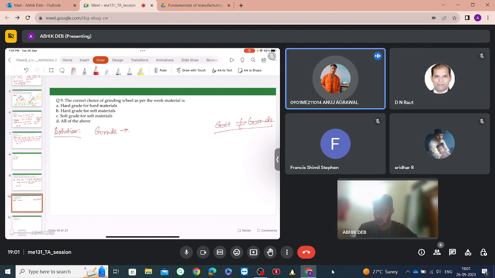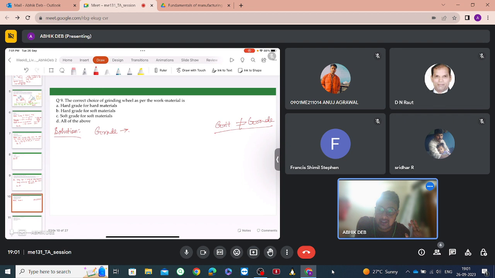Grade is the strength of the bond. Yes. So grade is basically not coarse or fine grain structure or medium or soft structure. It is basically the strength of the bond between the grinding wheel and the abrasives.